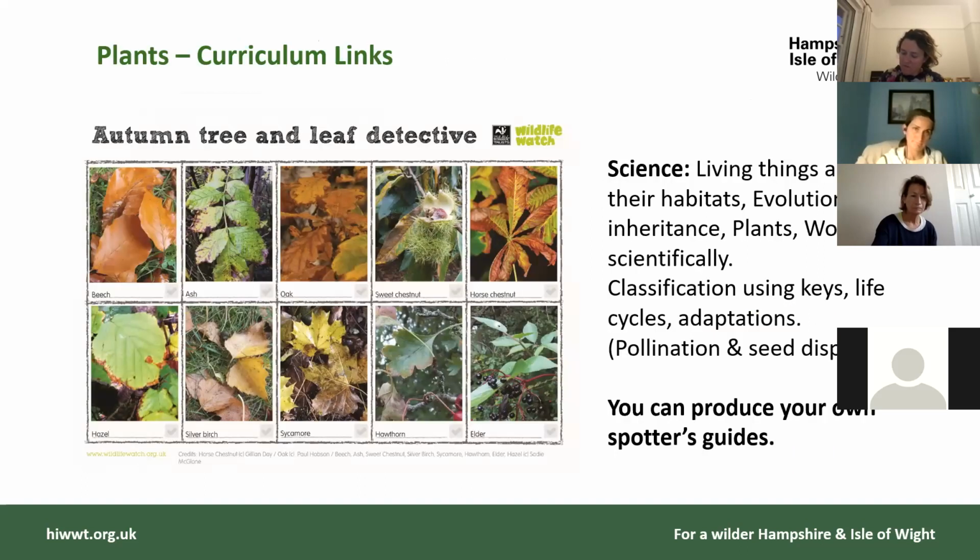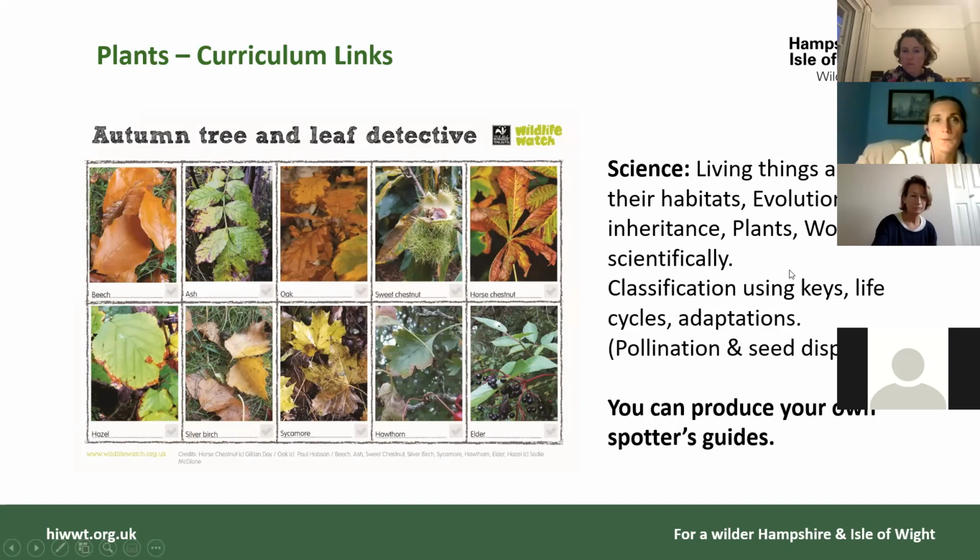So other sort of, again, Wildlife Watch produced these really nice, very simple guides. So we've got autumn leaves here, so we can use those to go out and look for different species of plant, different species of tree and shrub in school grounds. And again, we can look at the links here.